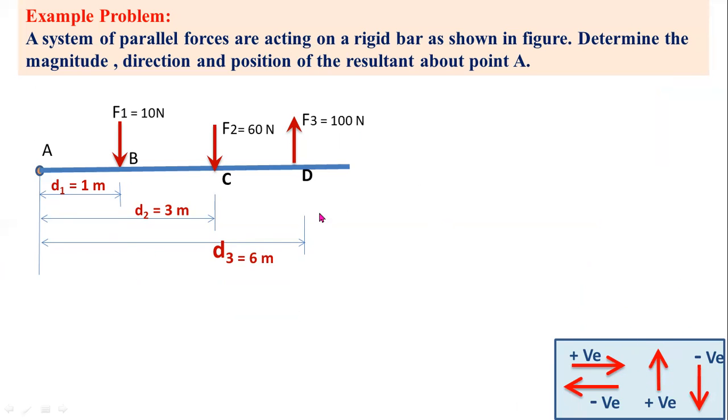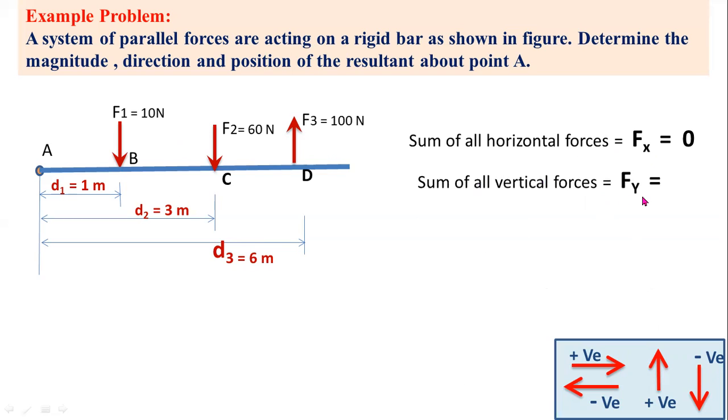From the given diagram, you can observe there are no horizontal forces. So the sum of horizontal forces equals 0. Fx is the sum of all horizontal forces. Here you can observe there are no horizontal forces; these are all vertical forces. That's why I consider Fx, the sum of all horizontal forces, equal to 0.